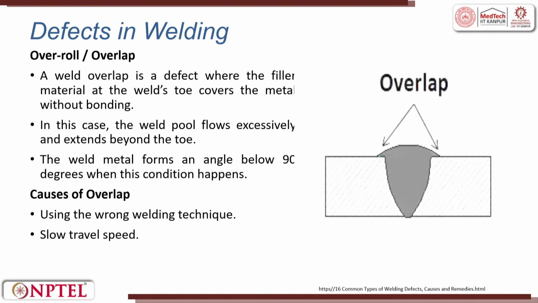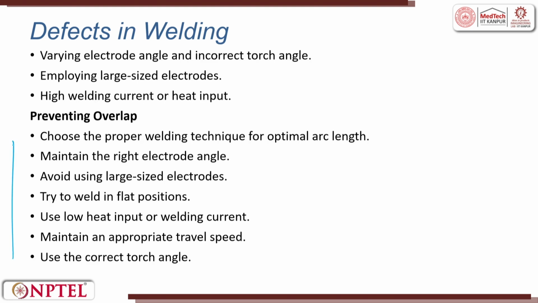The other defect is overlap. A weld overlap is a defect where the filler metal at the weld toe covers the metal without bonding. So, it just covers, overlaps, there is no bonding. So, it can be removed very fast. In this case the weld pool flows excessively and extends beyond the toe. Many times, because it overlaps, it can be removed like a slug. So, this portion itself can come out. So, this is overlap. These are the preventive actions which we have to take.